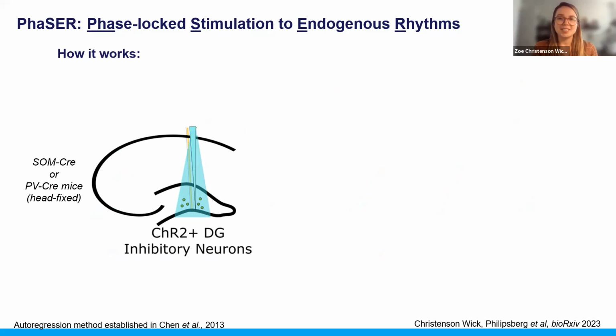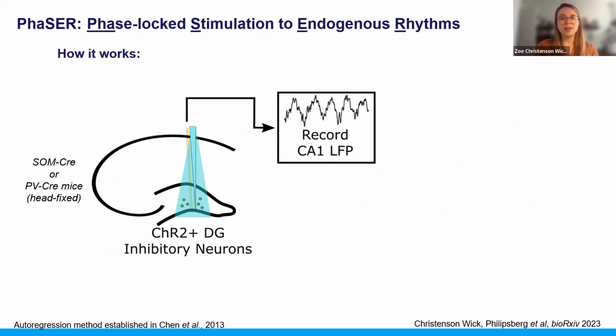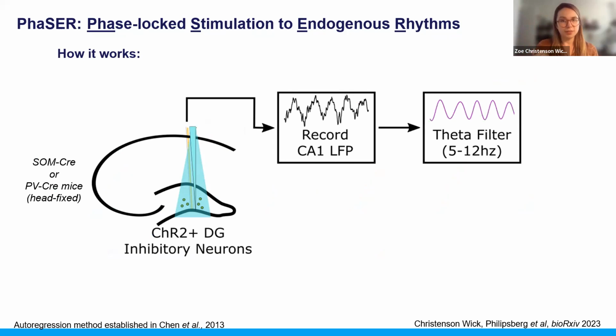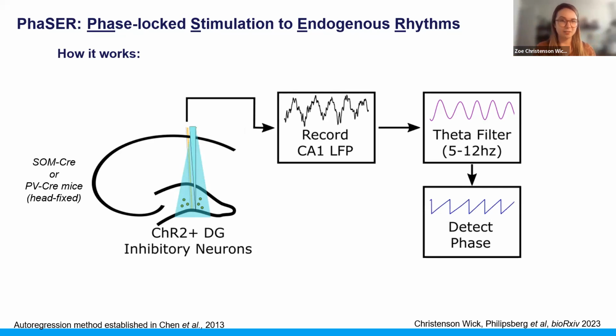And the basic premise here is that we can record from the hippocampus in an awake behaving animal, take that hippocampal LFP, and then filter it for theta in real time. When you apply filters in real time, you often run into distortions at the edges of the sampling window. So then we use an established autoregressor to predict about 1 cycle into the future. And then that will allow us to accurately detect the theta phase using a Hilbert transform.